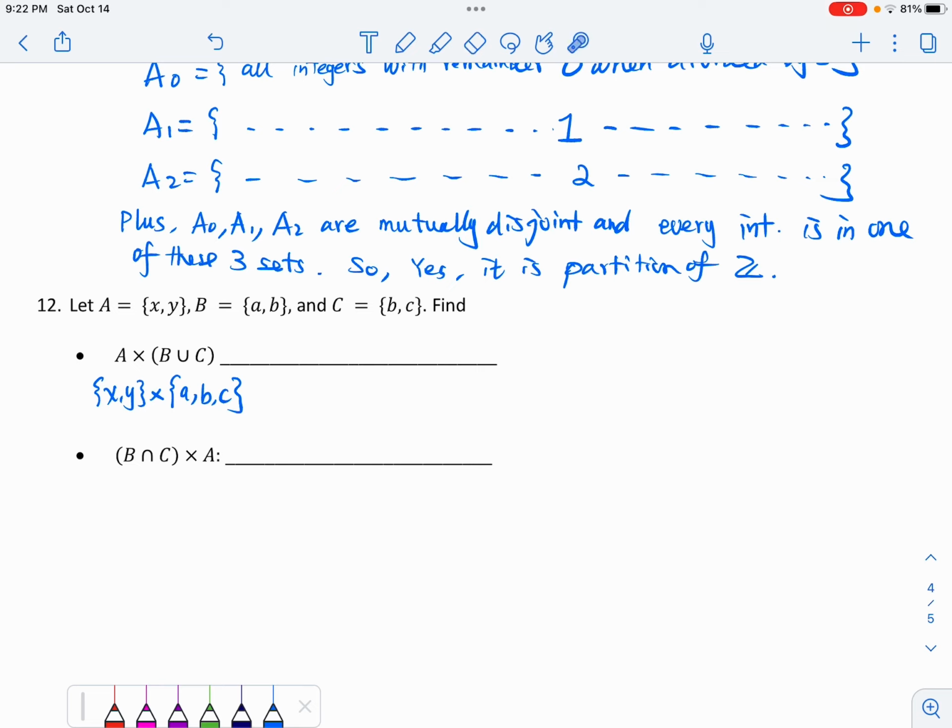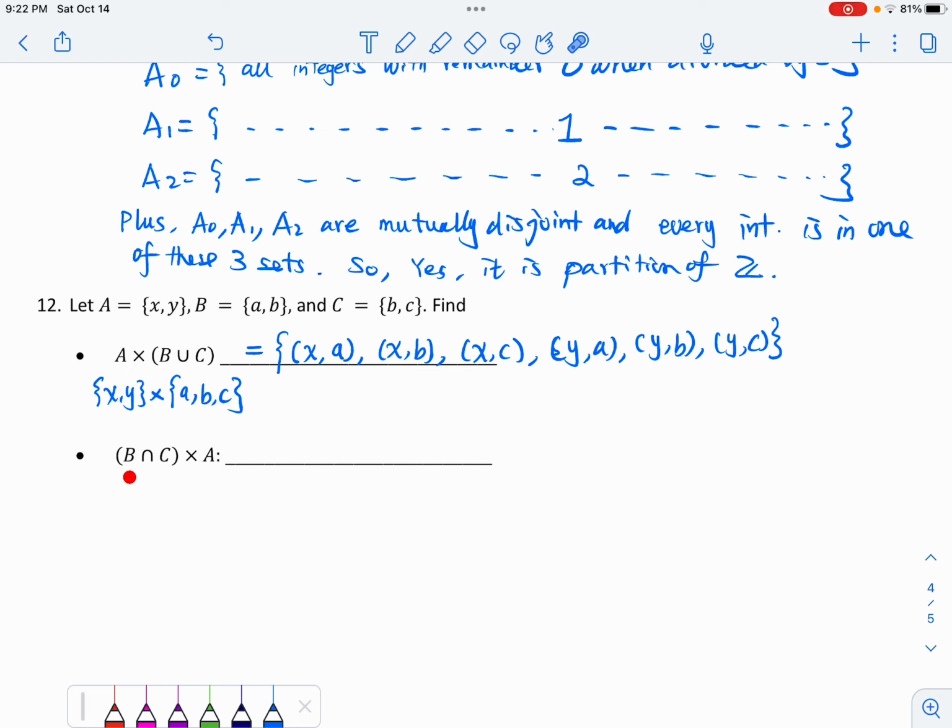Now this Cartesian product results in ordered pairs, so it will be a collection of all the ordered pairs. The first component has to come from A, and the second component comes from B union C. So we are going to try all the combinations: XA, XB, XC, YA, YB, and YC. I think those are all the possible combinations. So that's the set represented by this one.